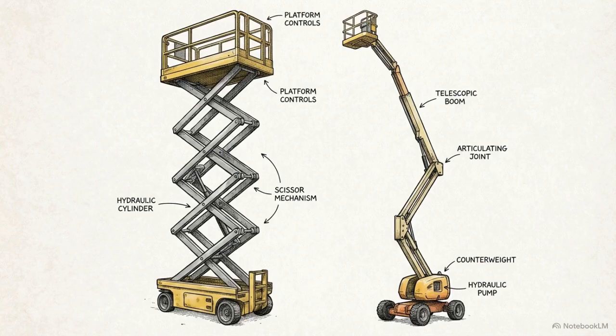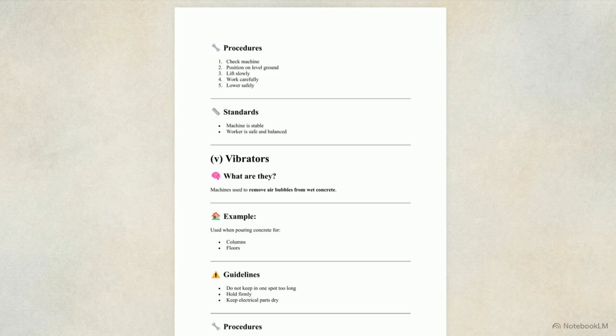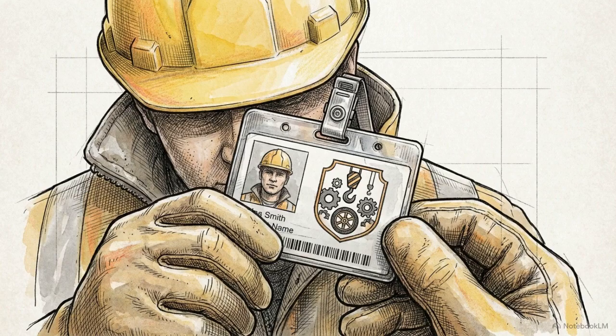Next is E for mobile elevating machines. These include scissor lifts and boom lifts, which are heavy-duty platforms used to safely lift people or materials high up into the air. Because you are working at height, pre-operation checks are mandatory. You must verify that the machine is perfectly positioned on completely level ground to guarantee its stability. Only trained personnel should operate these lifts.